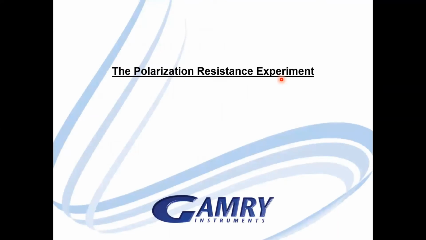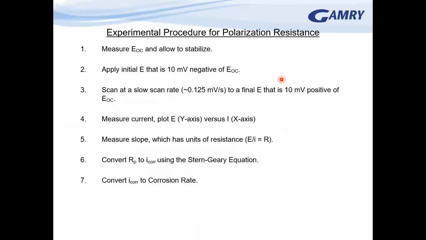So let's look at the polarization resistance experiment. The experimental procedure for this experiment involves measuring the open circuit potential and allowing it to stabilize, then applying an initial potential 10 millivolts or maybe even 20 millivolts negative of the open circuit potential. And then we're going to slowly scan the voltage at a rate of about 1.125 millivolts per second, for example, to the final potential, which is going to be 10 or 20 millivolts positive of the open circuit potential.